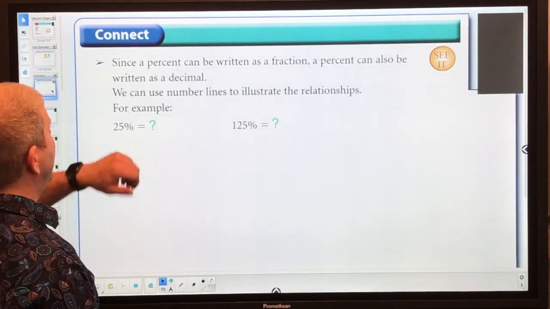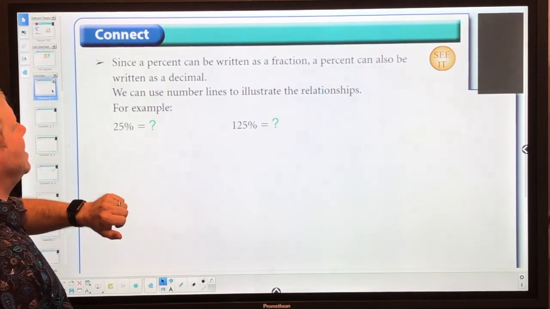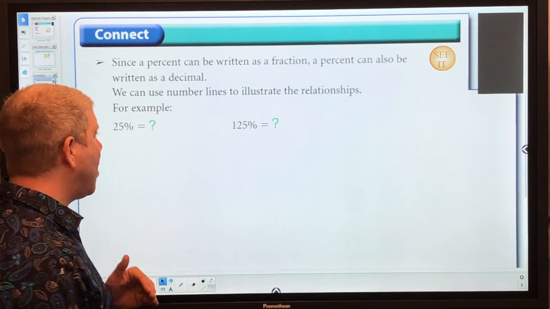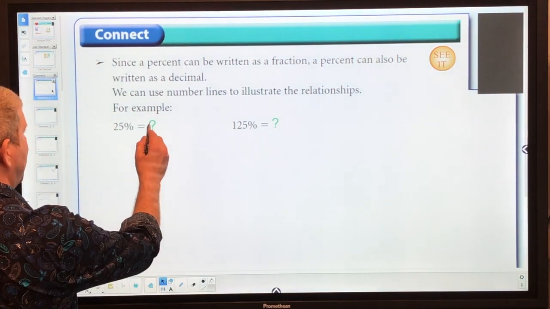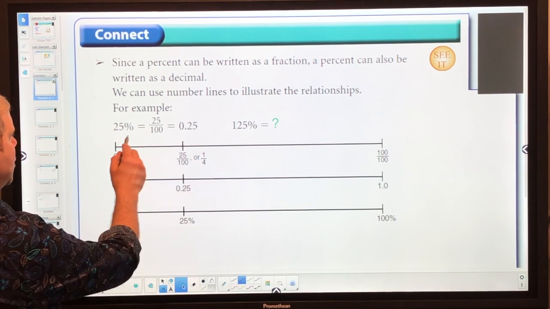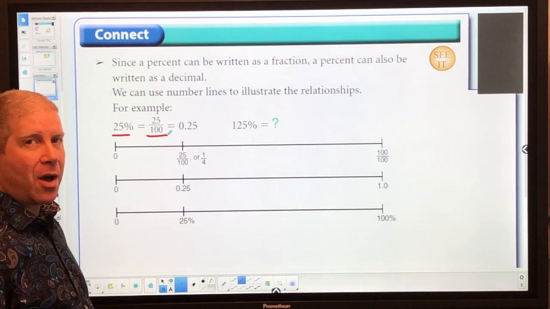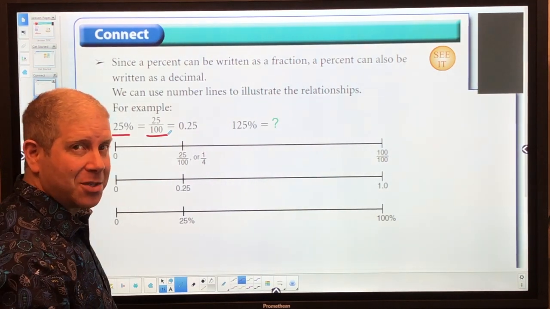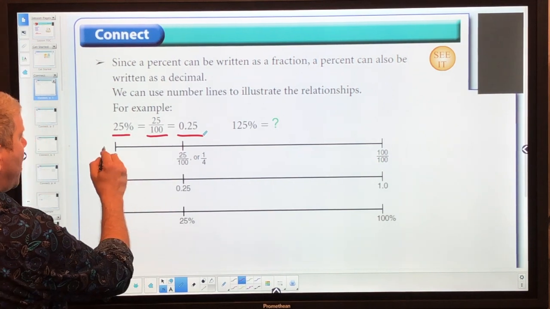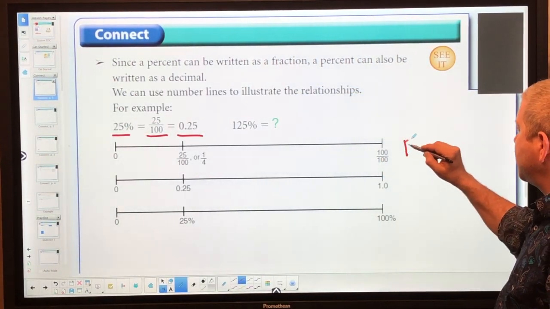So let's look over here. Now, a percent can be written as a fraction, and a percent can also be written as a decimal. What we're going to be doing here is looking at number lines to see how that can help us understand how they work. So in this example, we have 25%. We know that that equals 25 over 100, which we covered in our skills section, and that's also equal to 0.25. So on our number line here, we're going to have fractions on the top.